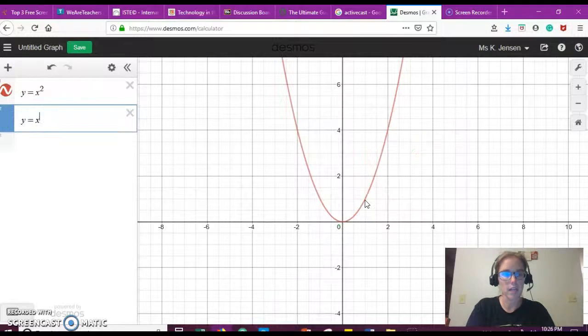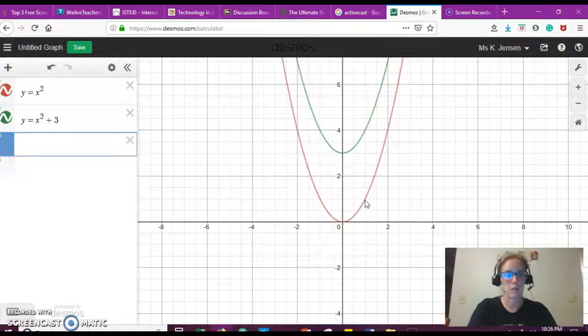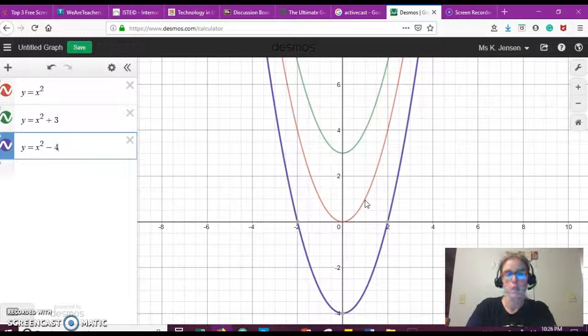Y equals x squared plus 3. Watch where it goes. Where did the green graph go? It shifted up 3 spaces. Now watch what happens if I do this. Y equals x squared minus 4. If we look back at our parent function, the red one, notice where the purple one goes.